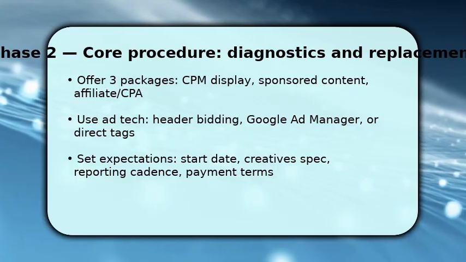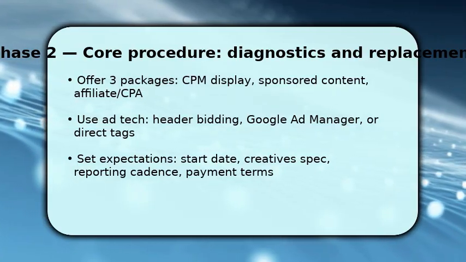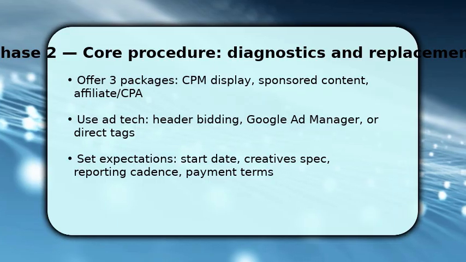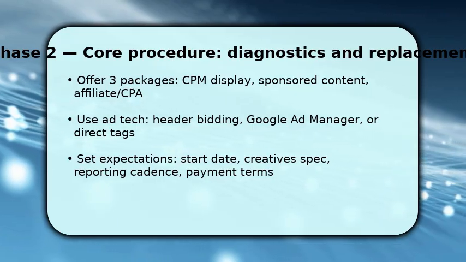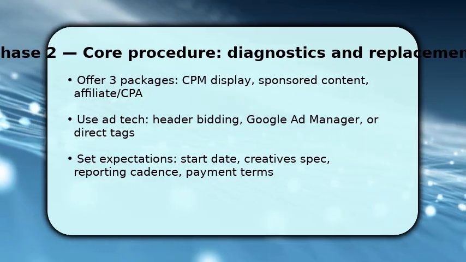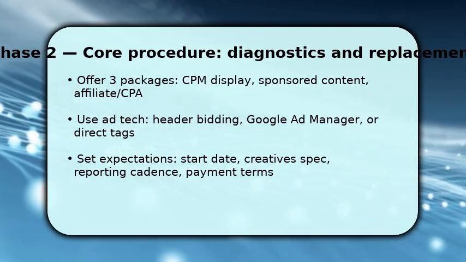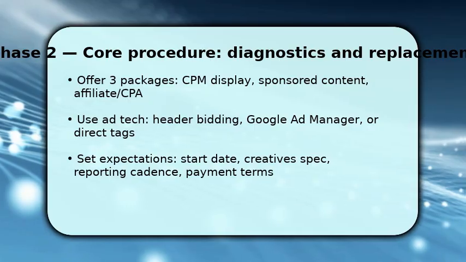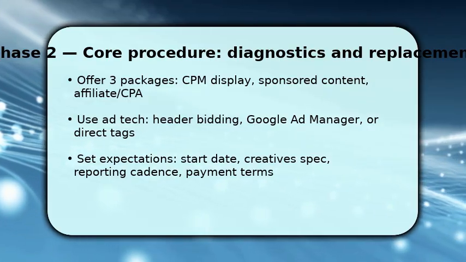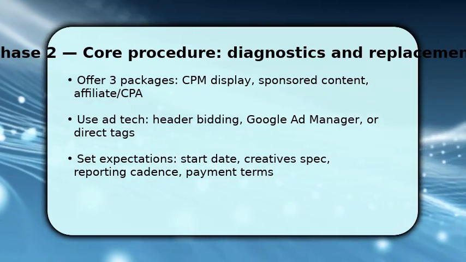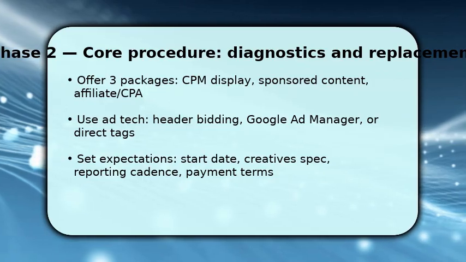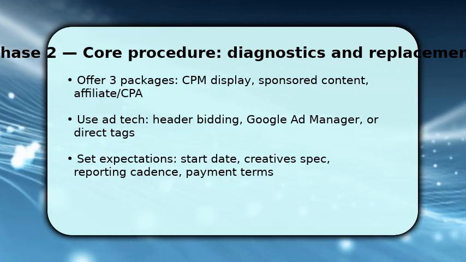Present 3 clear packages: CPM display, sponsored content, and performance-based affiliate or CPA, so advertisers pick the fit. During negotiation, explain ad tech options like header bidding or Google Ad Manager versus direct tags, because implementation affects yield and control. Make sure to confirm creative specs, a start date, reporting cadence, and payment terms upfront.